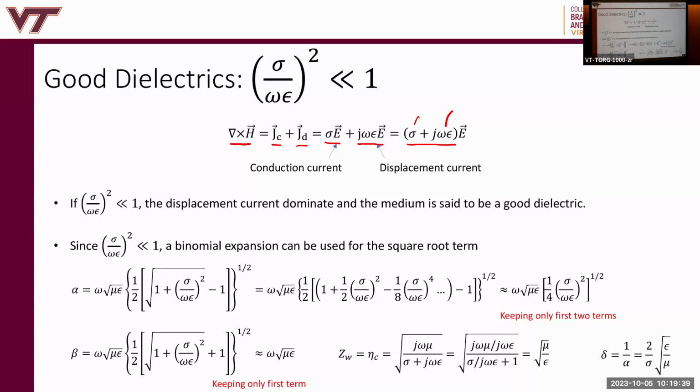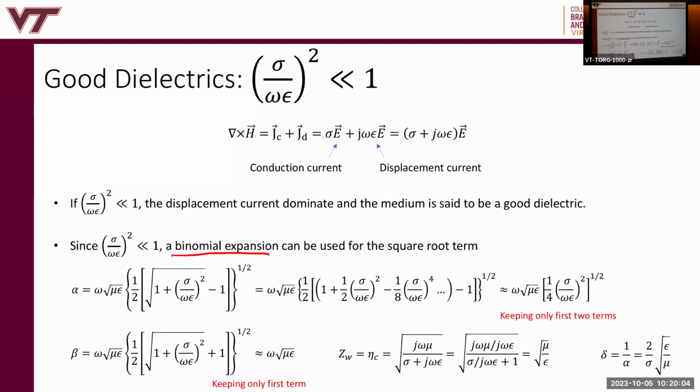All right. So why do we form sigma over omega epsilon? Why not just j omega epsilon over sigma, or sigma over j omega epsilon? Because if you go back to your alpha and beta, that term is there, right? So we want to look at that term. And the reason why is because we can use a binomial expansion underneath the square root term to simplify this, right? For good dielectric cases.